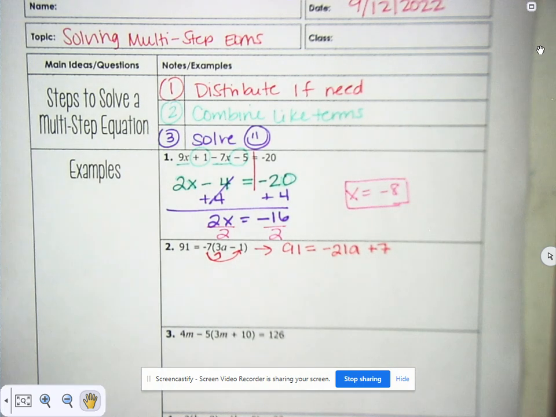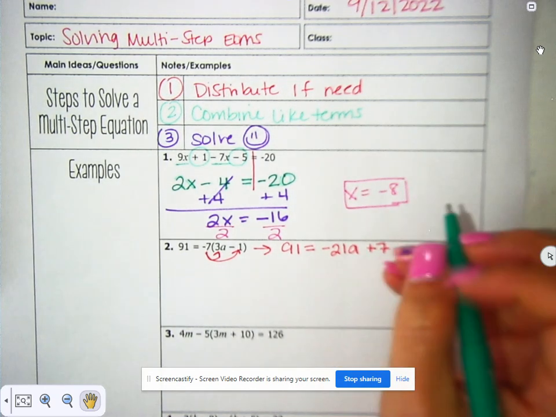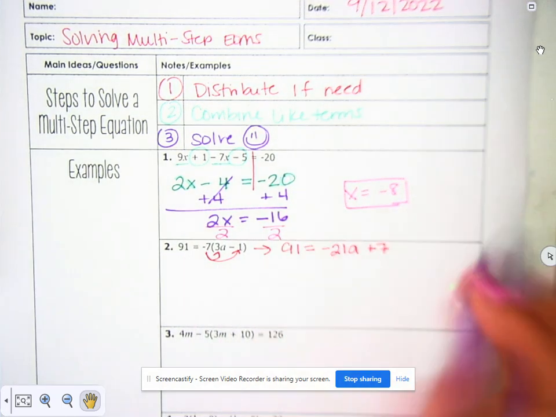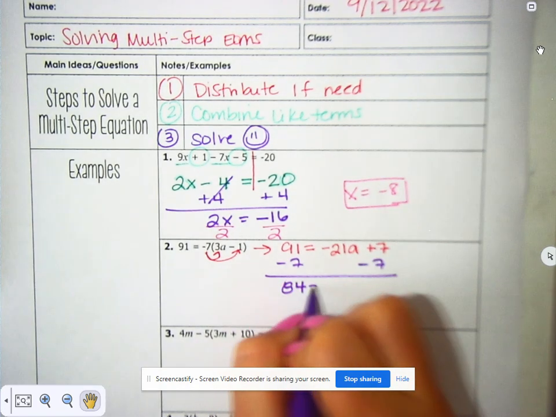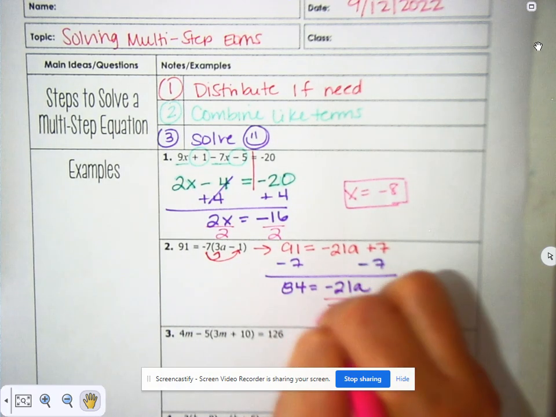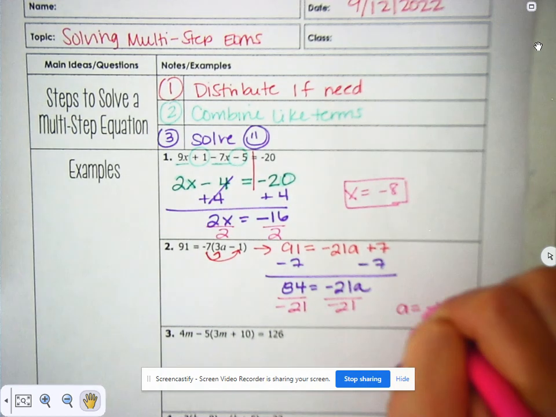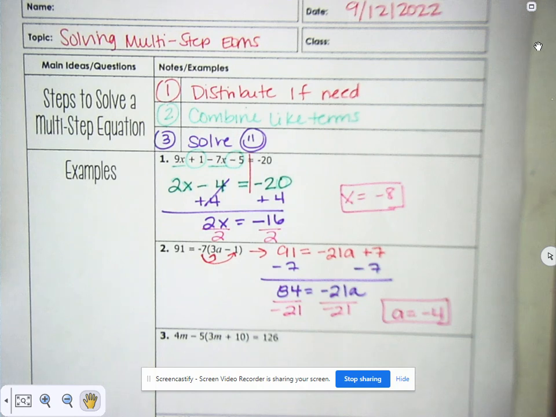Okay, now again, it's just a two-step equation. So I'm going to start by moving my addition or subtraction because I don't have to combine like terms. So I'm going to subtract 7, which gives me 84 equals negative 21a. And then our last step is going to be to divide by negative 21. And that's going to give me that a equals a positive and a negative when you divide is a negative, so it's negative 4.